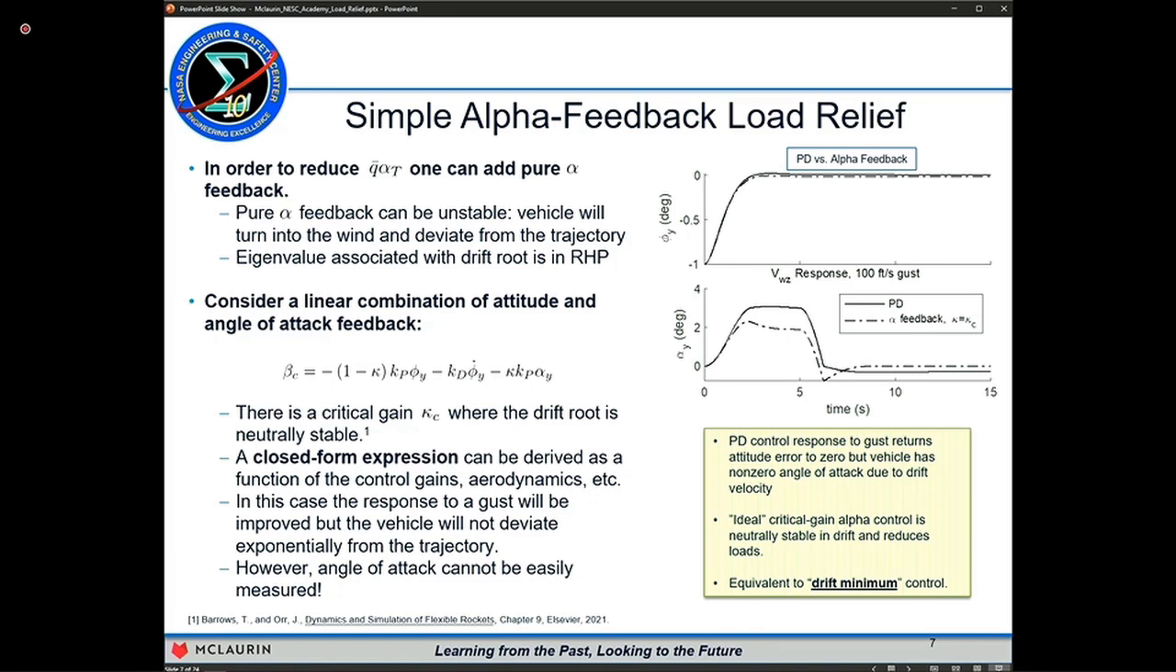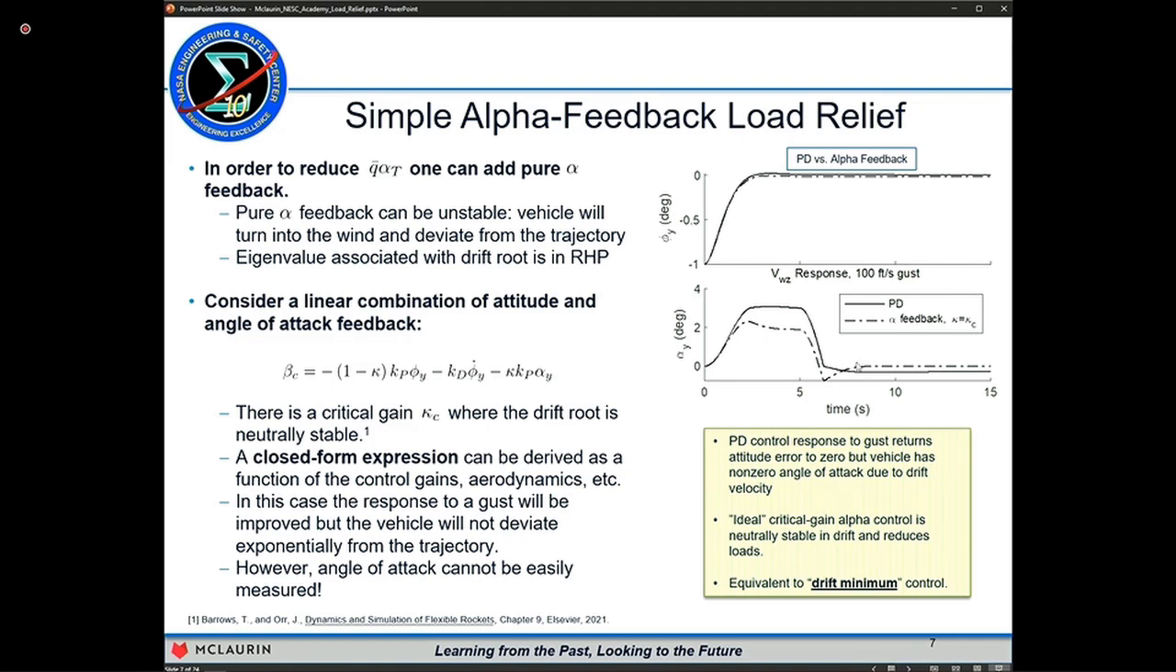Now, of course, the choice of that gain is critical because it depends on all the system parameters. If you design the system to put that root exactly at the origin, it's never going to be perfectly there due to parameter uncertainty. But that's not really a bad thing because the system's time varying and so on, so that's something that's verified in subsequent analysis. Ultimately, this ends up being equivalent to so-called drift minimum control, which we'll talk about in just a minute, which is a classical load relief approach. But the biggest issue we have is that we can't actually measure the angle of attack reliably, and we'll get into that in just a few minutes.